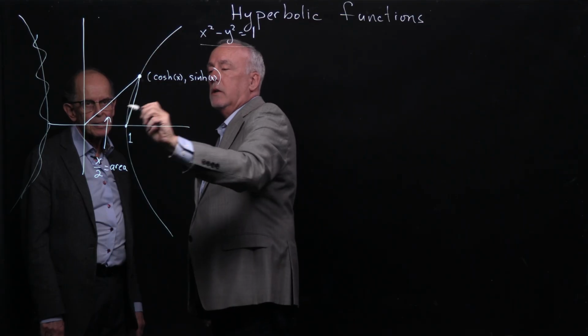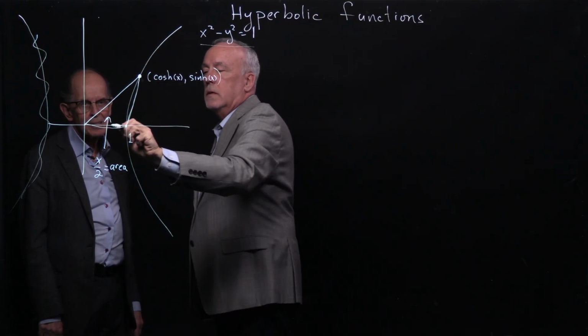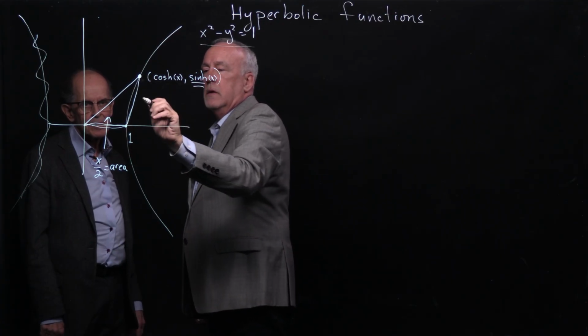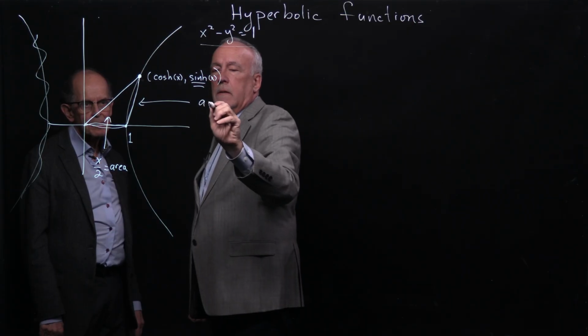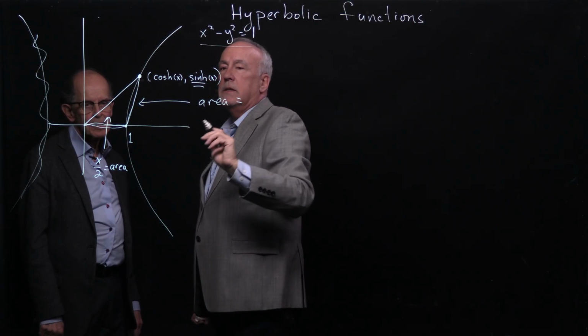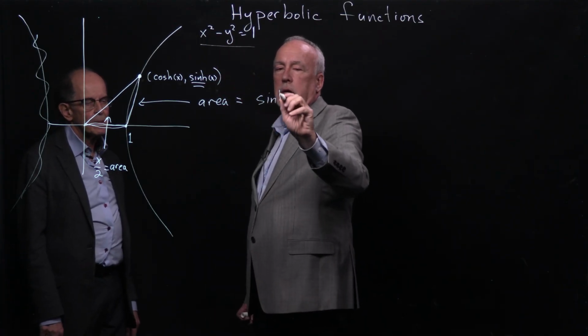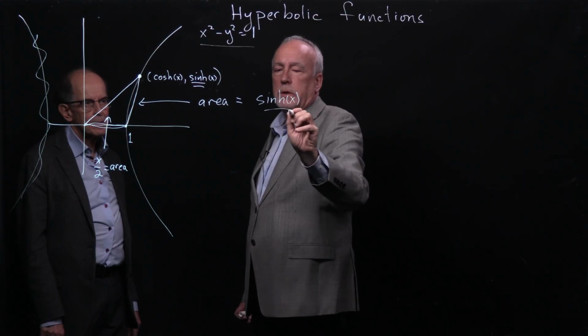What's the area of this triangle? Base times the height. So the base is 1. The height is this guy. So this guy's area is base times height. Base is 1. Height is sinh. And of course, it's a triangle, so we get half the area.